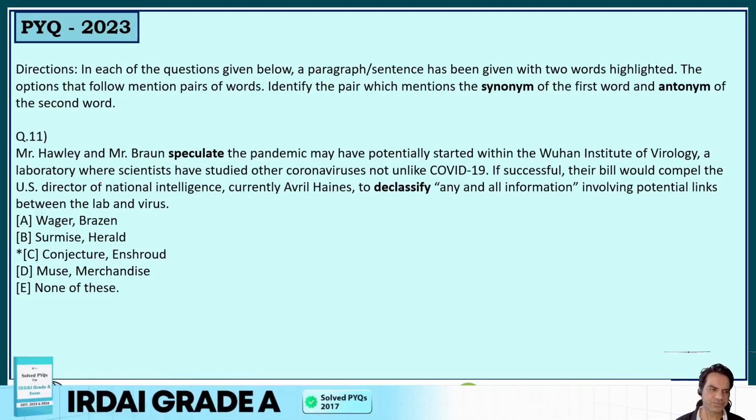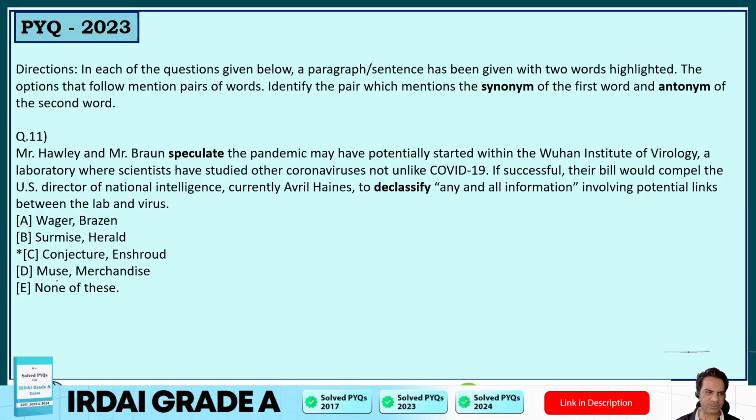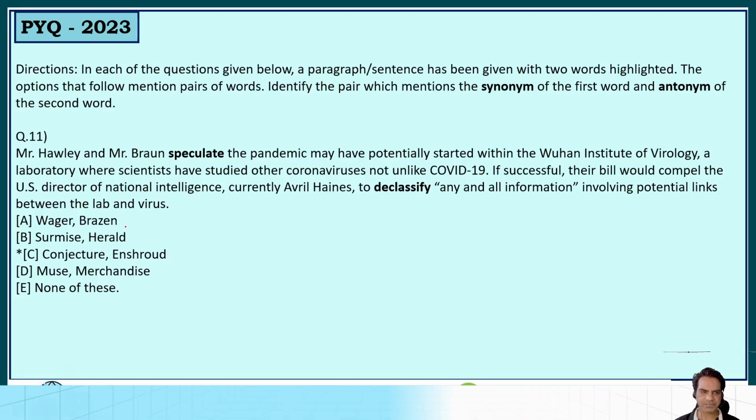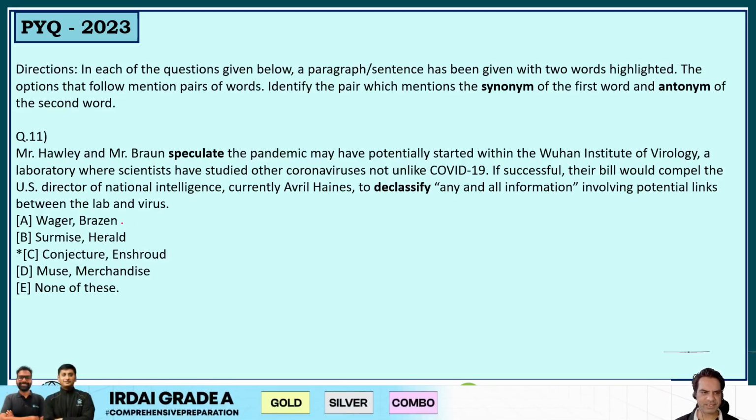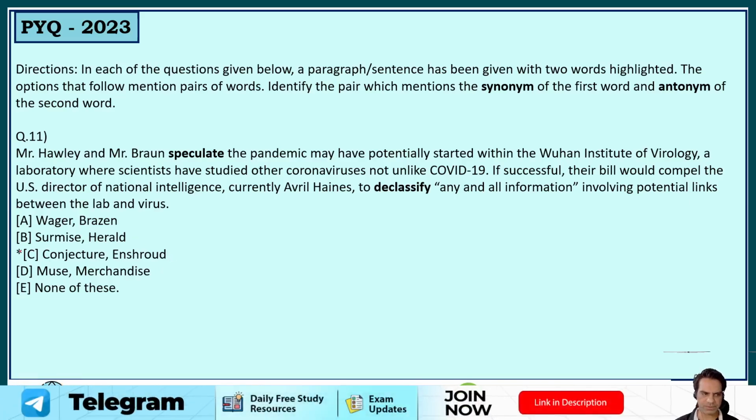Speculate is to assume. So wager, surmise, conjecture, muse. So muse and conjecture could be possible, but to declassify. So opposite of declassify is brazen, no. Herald, no. Enshroud, yes. Merchandise, no. So option C is again your correct answer, guys.